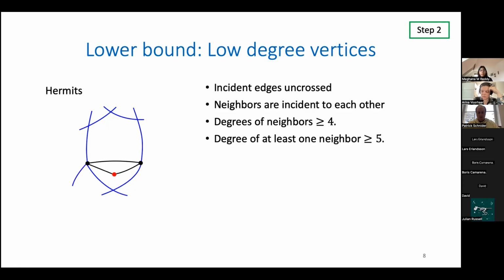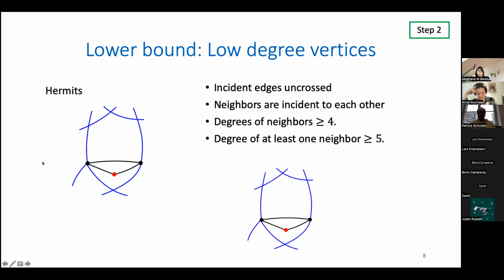Now, another property we can obtain is that the degree of at least one neighbor is at least 5. I will not go into the details of this, but it's similar. You assume that the degrees of both the neighbors are exactly 4, and otherwise I can add more edges and obtain an easy contradiction. And it gives us that at least one of the neighbors should have a degree 5 or more.